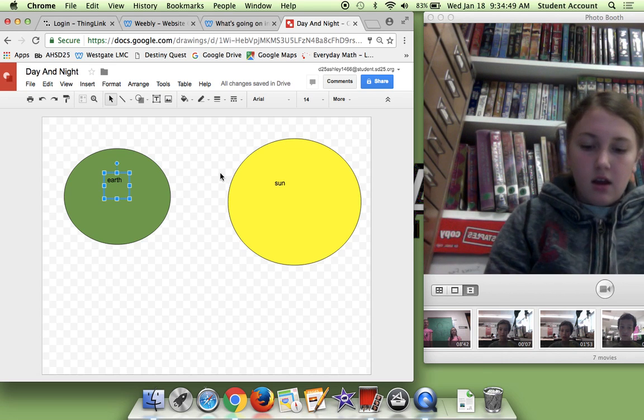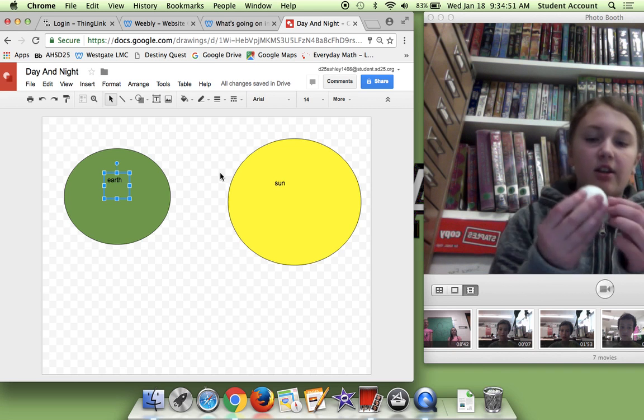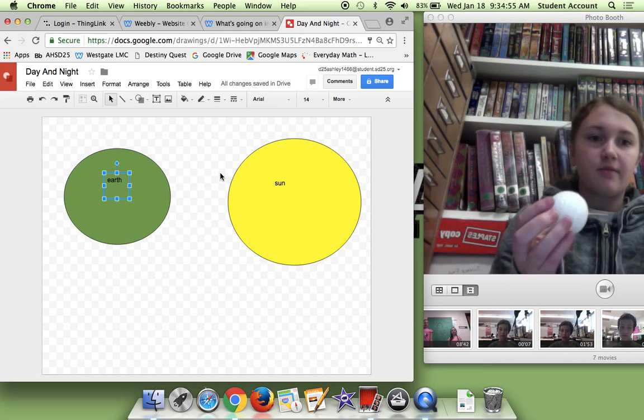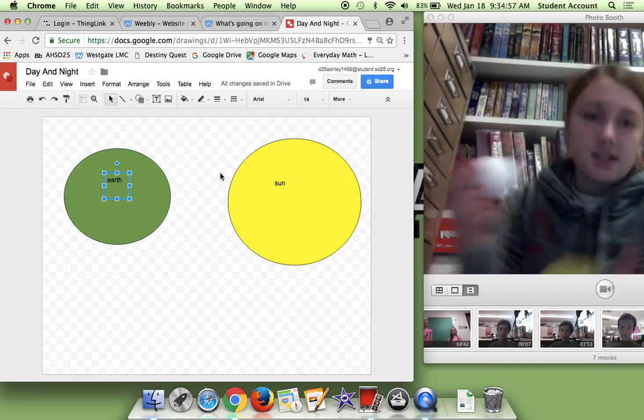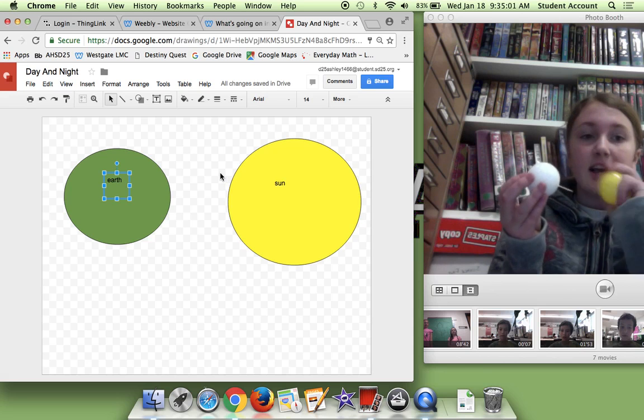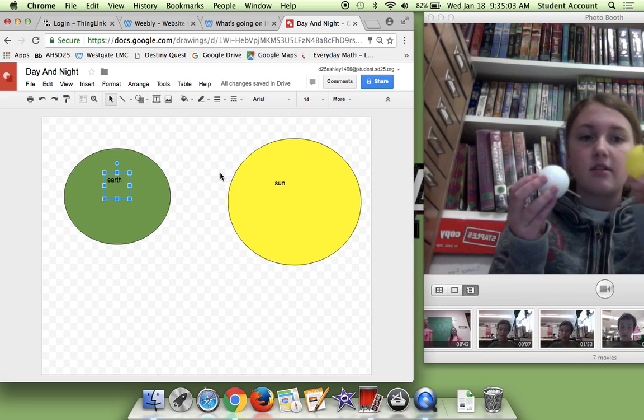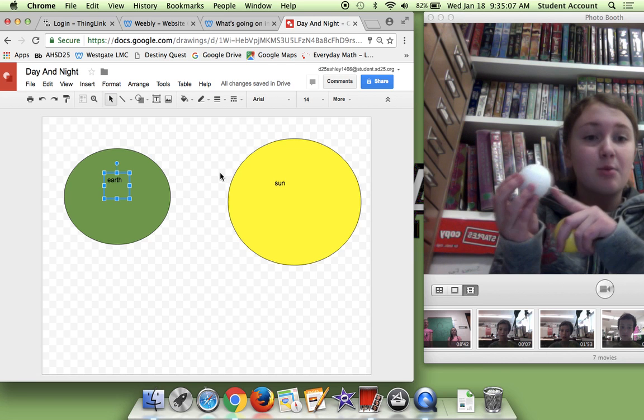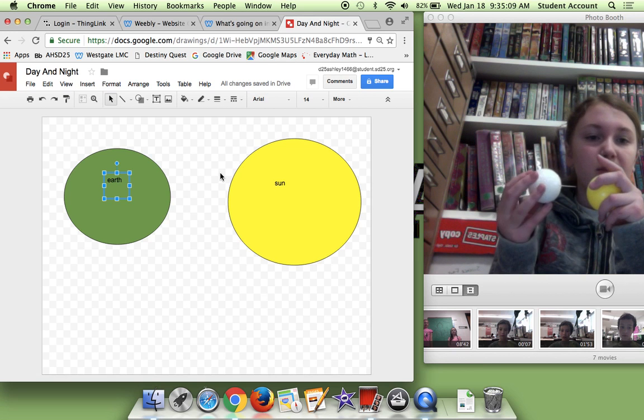So the tilt of the earth, I know this is not very well done. This is the sun. This is the tilt of the Earth. This is going to hit this. The side it's going to hit more is going to be this. This would be summer. This would be fall. This would be spring. This would be winter.